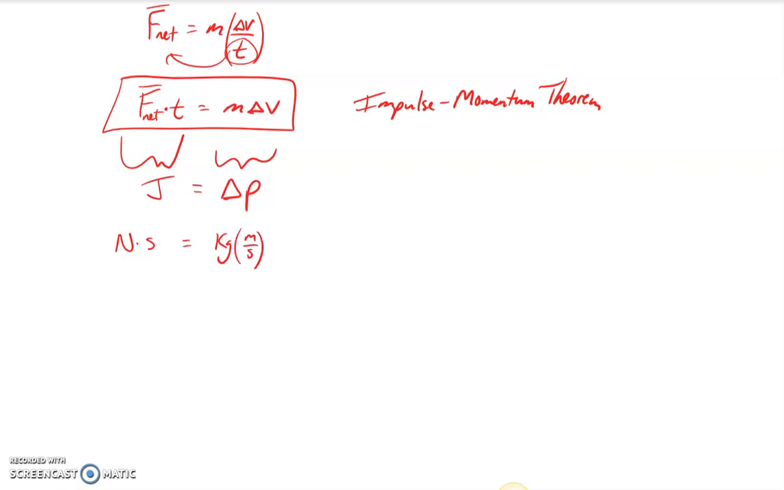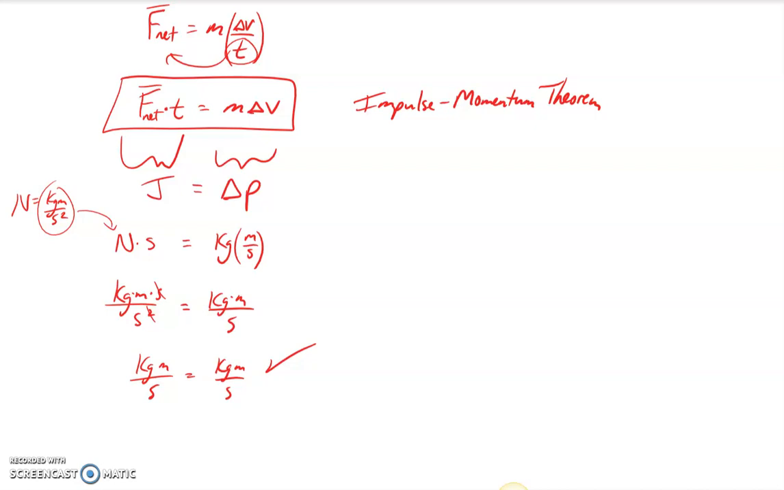So first inspection here, it doesn't look like these two sides have the same units, but if you remember what a newton is, a newton is a kilogram meter per second squared. So I'm going to plug that in for N. So I've got kilogram meter times seconds all over seconds squared, and then I've got kilogram meters over seconds on the right hand side. One of these seconds cancels on the left, so you'd end up with kilogram meters over seconds and kilogram meters over seconds. So units check out.